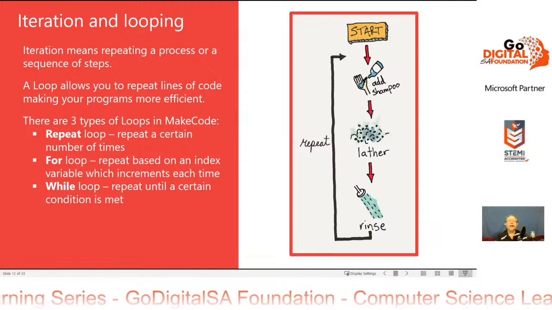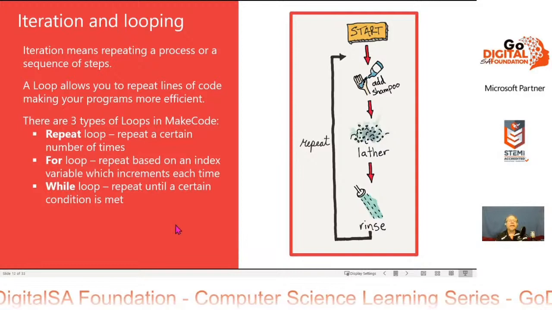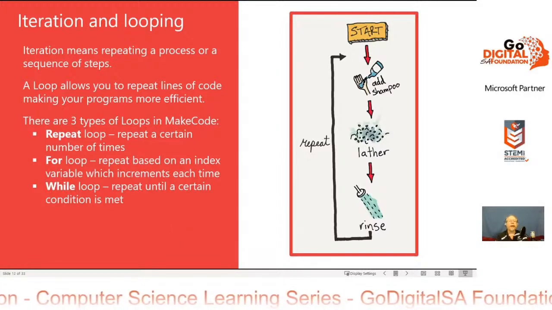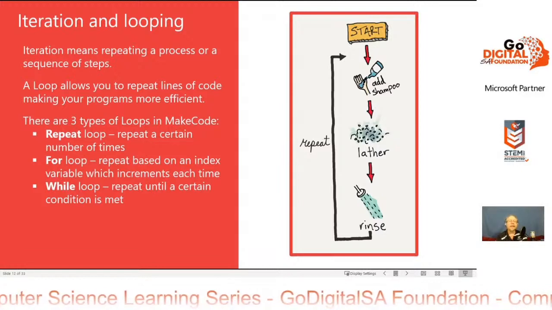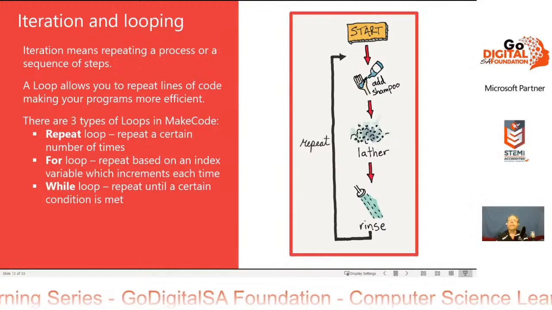And there's actually a fourth loop, which they haven't listed here, which is the forever loop. The forever loop is repeated forever. So long as the microbit is turned on, the loop will carry on repeating.